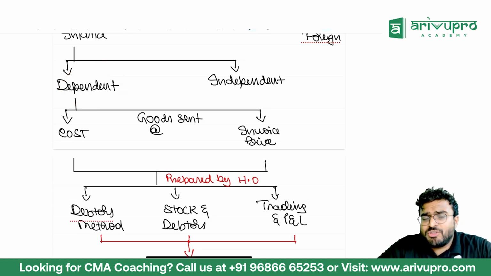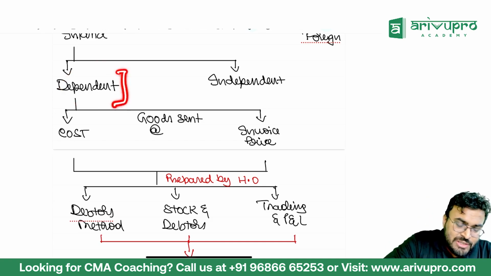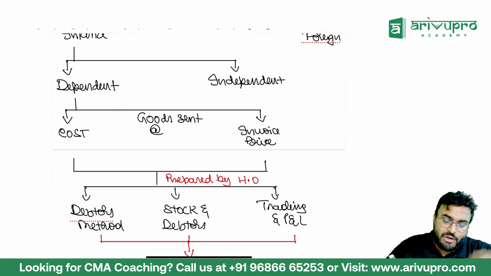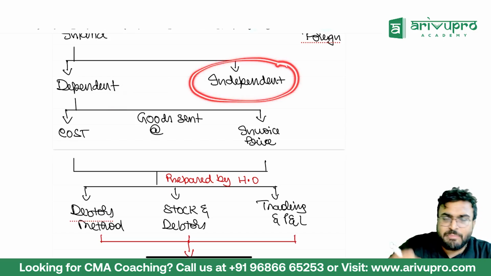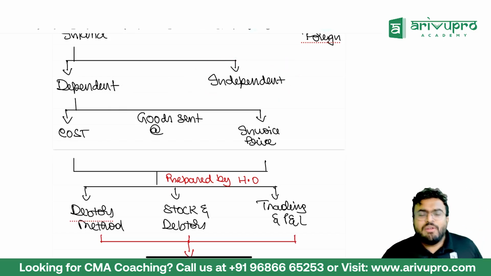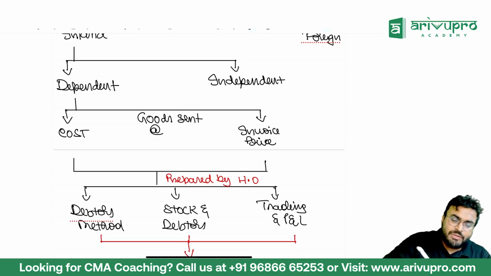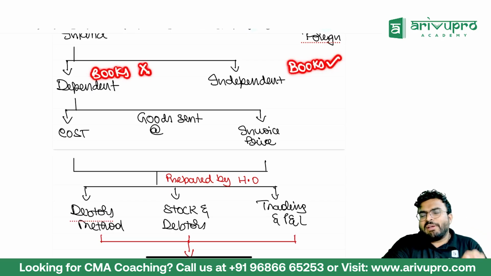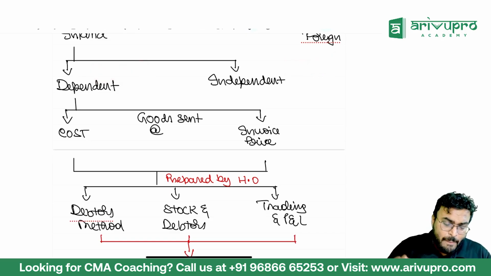In dependent branch, all the decisions are taken by head office. The branch is just there to sell the goods, collect the money and give it to the head office. In independent branch, the branch takes decisions on their own, and they will maintain books also. Here the branch will not maintain books. So books of accounts are not maintained in dependent branch, and in independent branch books of accounts are maintained.